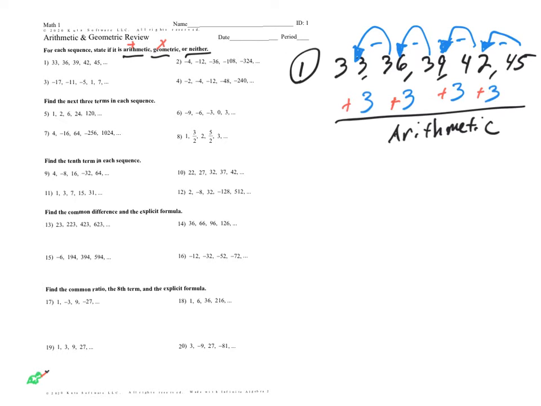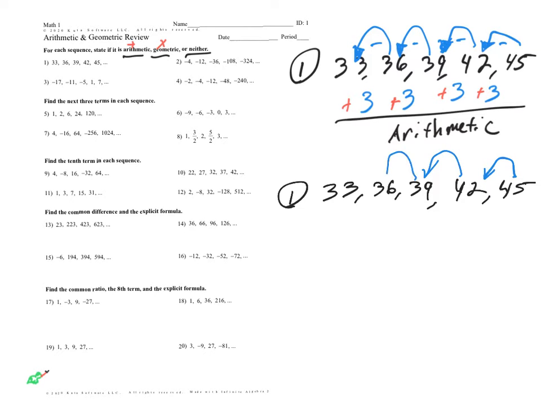The way you tell whether or not it's geometric, I'm going to use this same problem. I know we've already figured out it's not geometric, but I'm going to use that same problem. So 33, 36, 39, 42, and 45. What we're going to do is go backwards again, only this time we're going to do the opposite of geometric, and if you remember, geometric is repeated multiplication. So the opposite of that would be division. So I'm going to work backwards there.